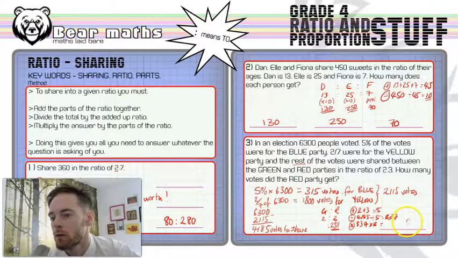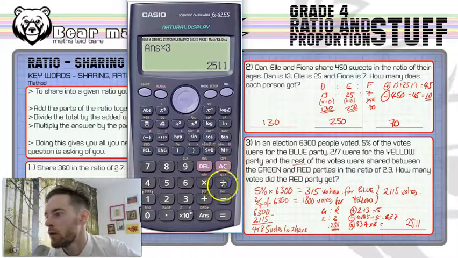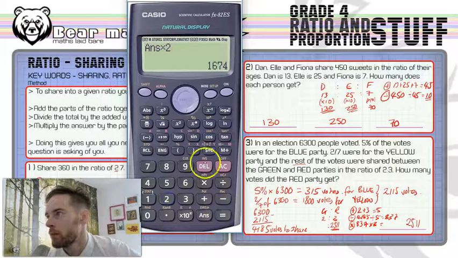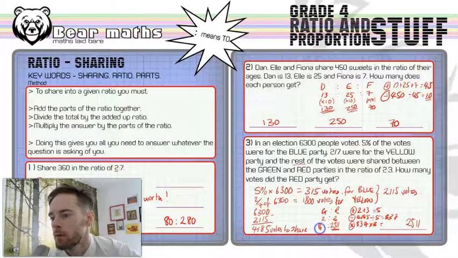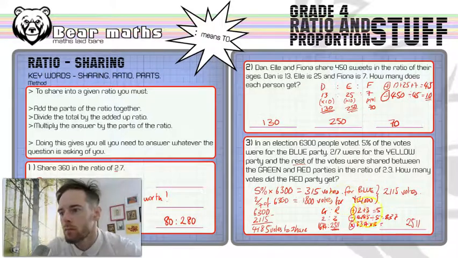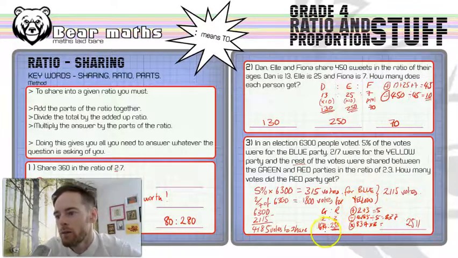All right, so there you go, 2,511 votes. Let's just work out what it would have been for green. So multiply it by 2, 1,674. Because in a question like this, you might be asked to rank them, who got the most and who got the least, or who got the least to the most votes. So if we had to do that, we'd have to have worked out all of them, all right? And it would have been, so 315, blue would have lost, they would have come last, then it would have been the greens, then it would have been the yellows, and then it would have been the reds, all right?